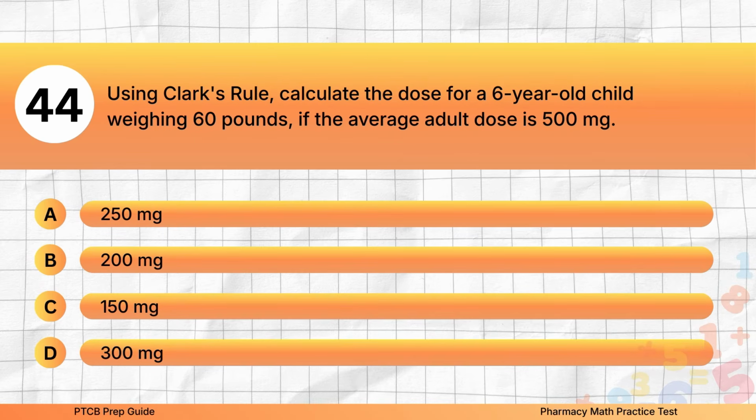Next is question 44. Using Clark's rule, calculate the dose for a 6-year-old child weighing 60 pounds if the average adult dose is 500 milligrams. Your options are A, 250 milligrams, B, 200 milligrams, C, 150 milligrams, or D, 300 milligrams. Grab your calculator and solve this one.